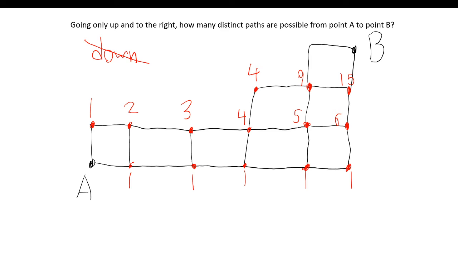And now we're almost there. For this point, all we can do is go down, and that's really it. So once we're down, there's nine ways, so this is just nine. And now from B, which is the point we want, we can either go down, there's 15 ways, or over here to the left. So the answer is just 15 plus 9. 15 plus 5 is 20, 20 plus 4 is 24. So that means there should be 24 ways over here. So our answer is 24.